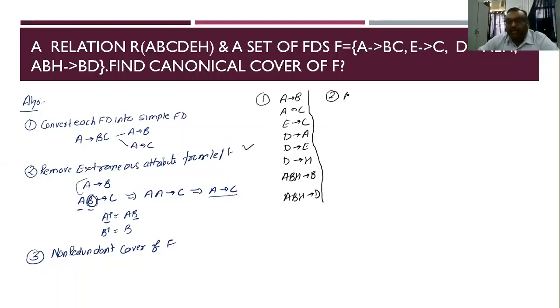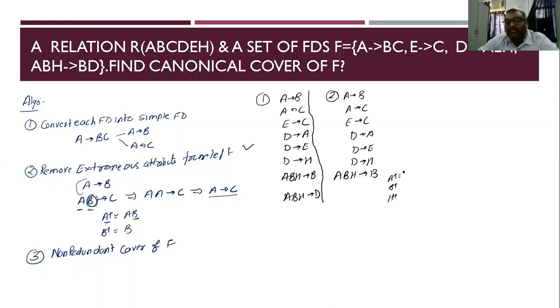Where there is a single attribute, like A determines B, A determines C, E determines C, D determines A, D determines E, and D determines H, there is no problem. But here ABH determines B. From here you can see A determines B, so you can write A in the place of this B. But just apply the second method, the closure of A, B, and H.